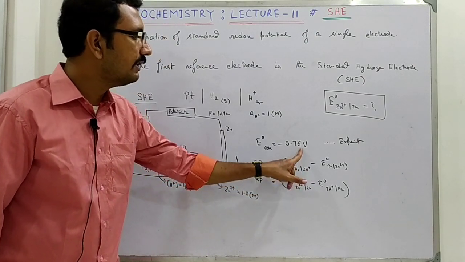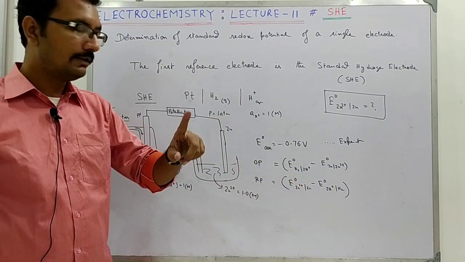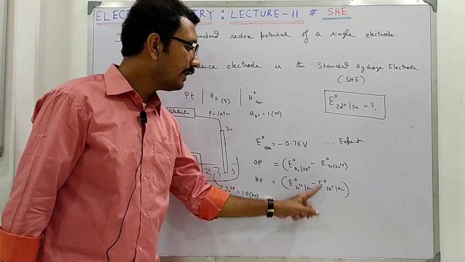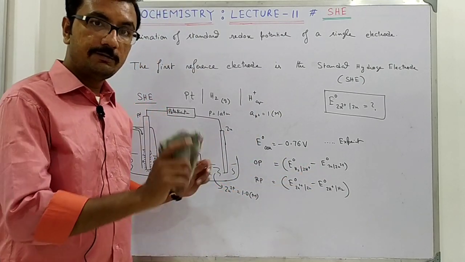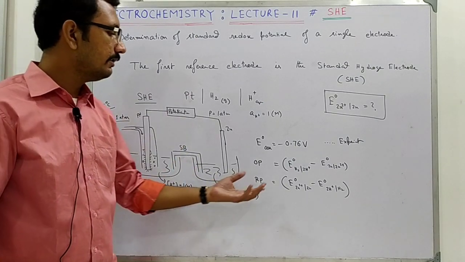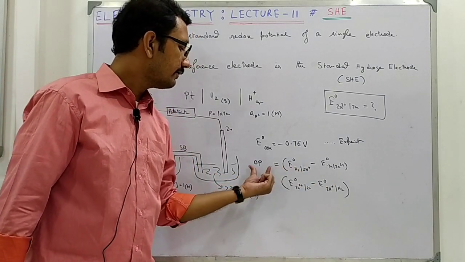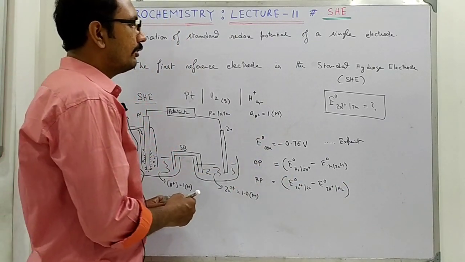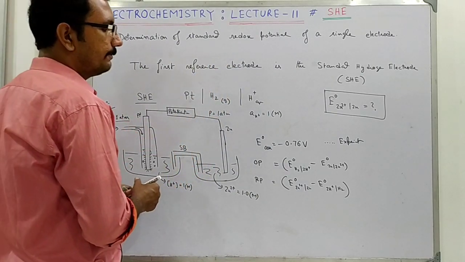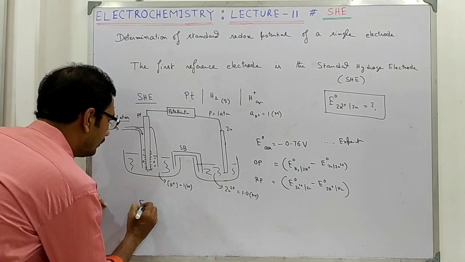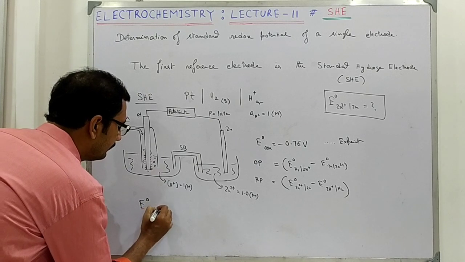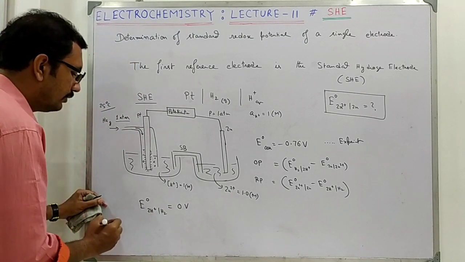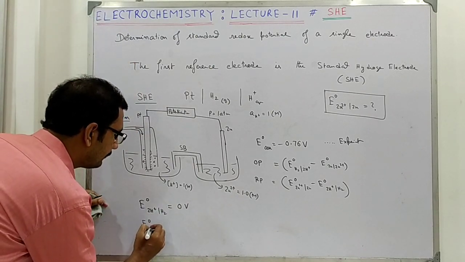In either case, this will have the same value, since this is the reading from the machine, and the machine does not understand the way of writing. It actually gives the difference. It is my perception to write it in either oxidation form or in reduction form. Now see, it is the convention for the standard hydrogen electrode that the reduction potential is 0 volt. So what will be the oxidation potential?